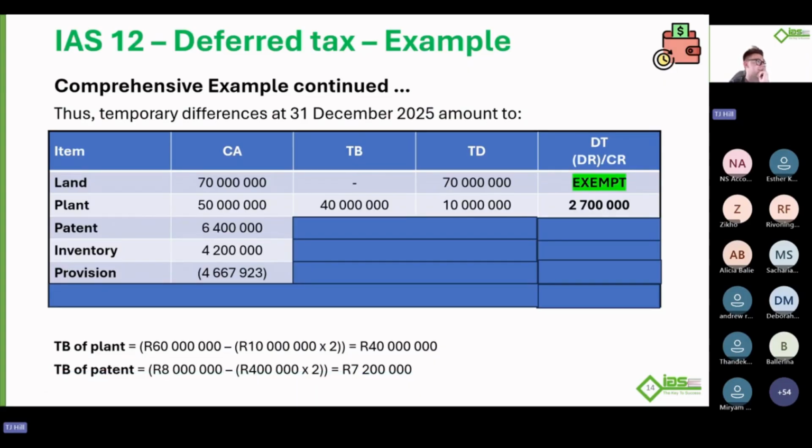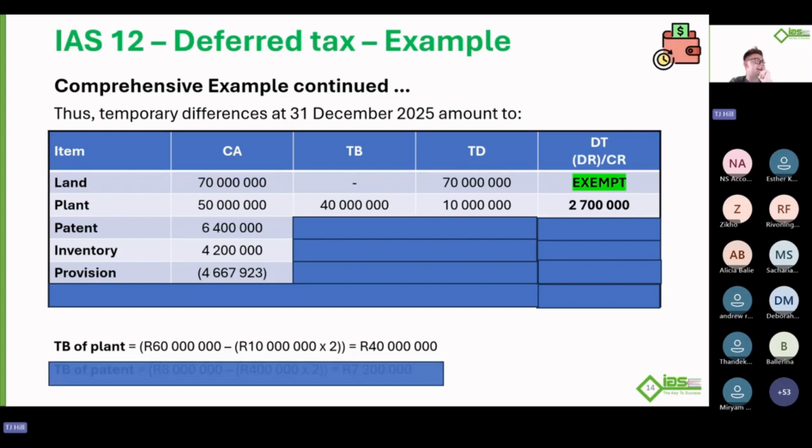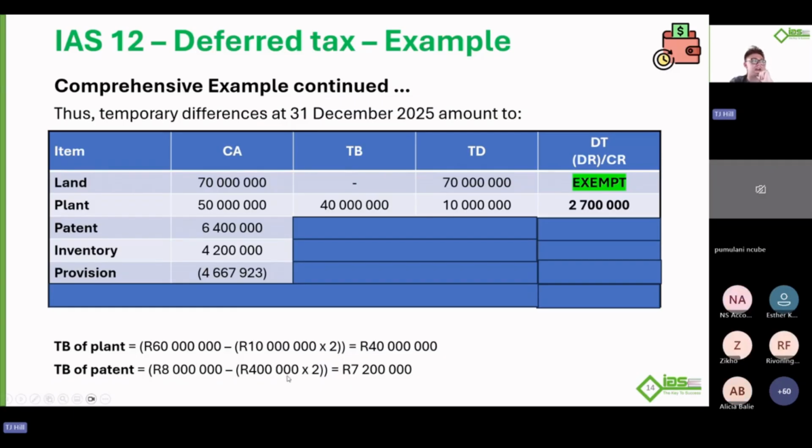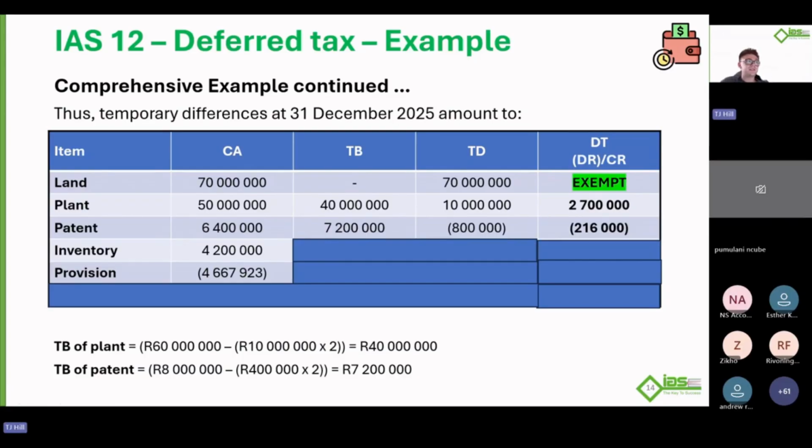For the patent, again, it's an asset, future economic benefits taxable. They gave us the allowances, also acquired at the beginning of last year. That's the cost minus the capital allowances already claimed, which gives me my future tax deductions. Thus, that gives me a deductible temporary difference times 27%, which gives me the DT asset I want to recognize on it. Inventory. Tax base here is the full amount. Can someone tell me why?